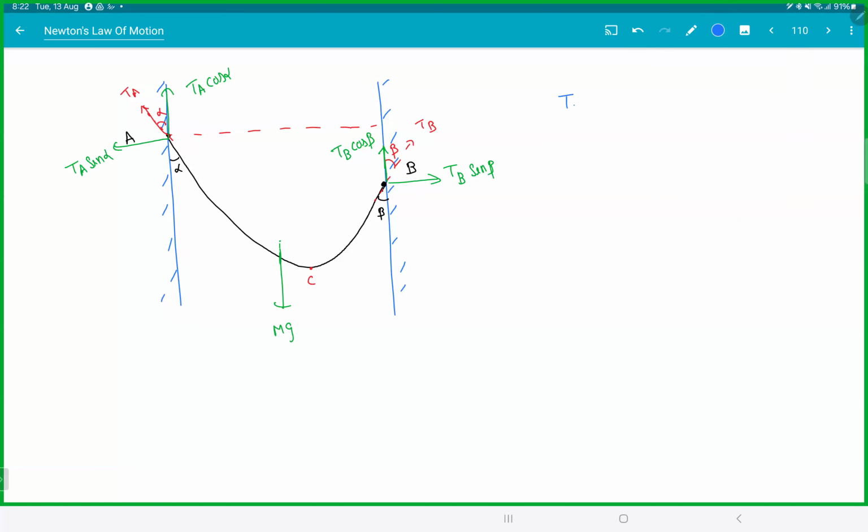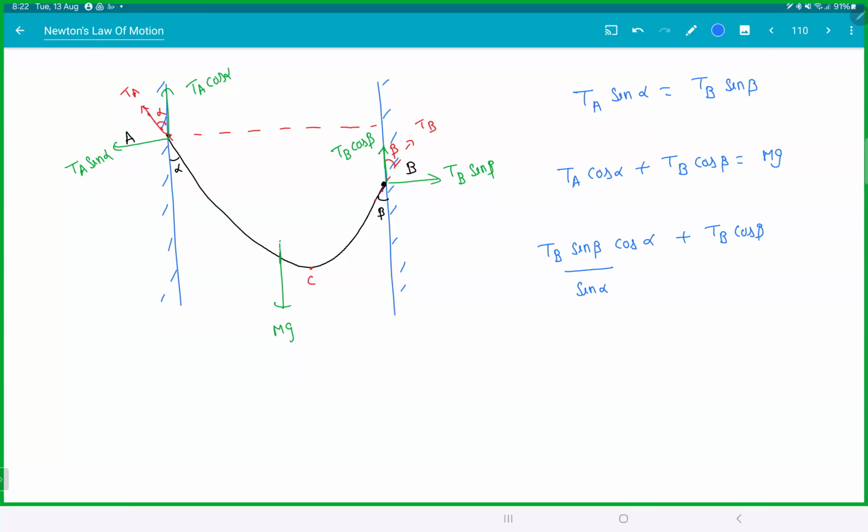Yep. And if you see the vertical forces, TA cos alpha, horizontal, let's write first, TA sin alpha must balance TB sin beta. That is the horizontal forces. And vertically, TA cos alpha plus TB cos beta must be equal to mg. So get TA from here and substitute in this. That would be TB sin beta cos alpha by sin alpha plus TB cos beta.